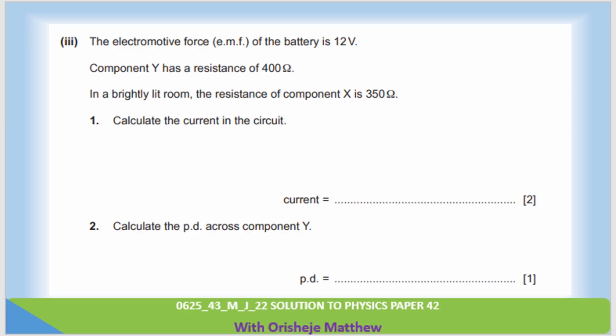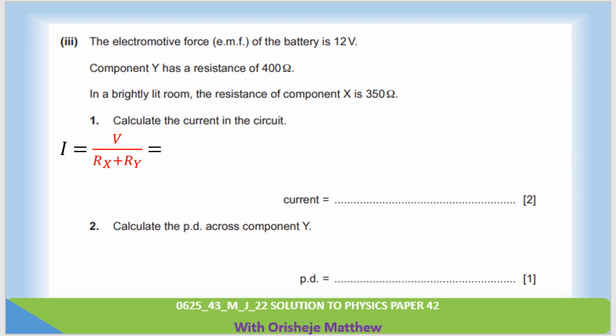The electromotive force of the battery is 12 volts. The component will have a resistance of 400 ohm. In a brightly lit room, the resistance of the component is 350 ohm. Calculate the current in the circuit.